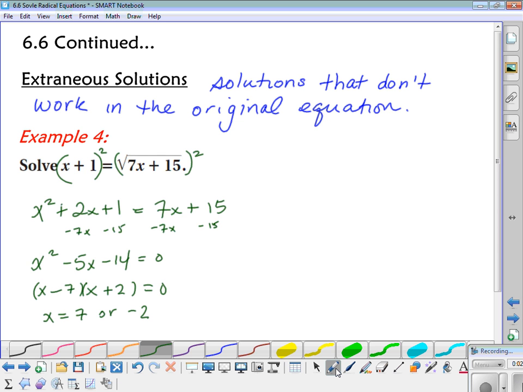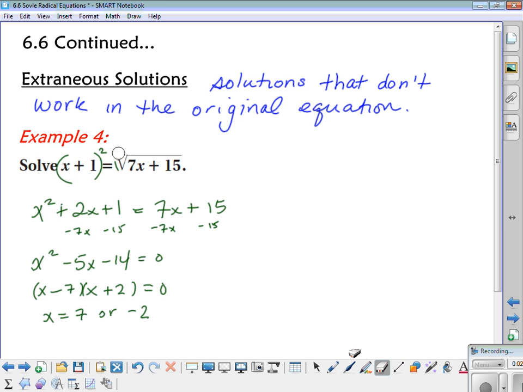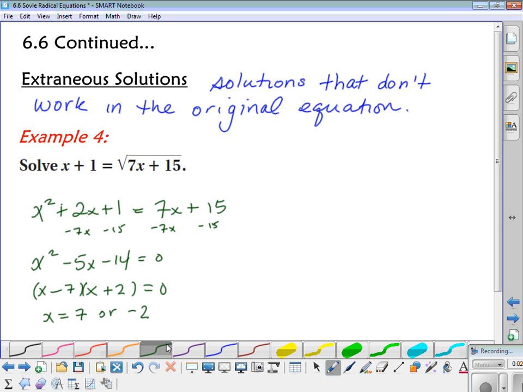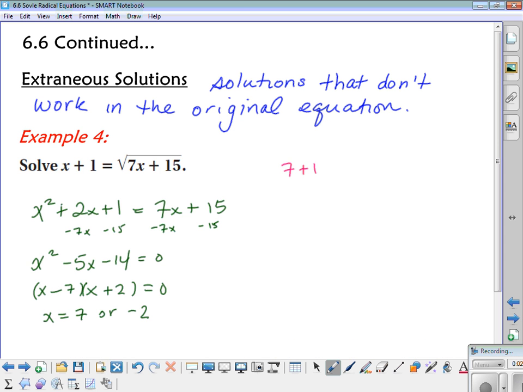But now I have to go and check those solutions in the original equation before I squared both sides. So let's erase that so I don't confuse you. All right, so I'm going to plug those answers in. So first I'll try the 7. So 7 plus 1 equals the square root of 7 times 7 plus 15. So 8 equals the square root of 49 plus 15. And 49 plus 15 is 64. And so the 7 works in the equation.